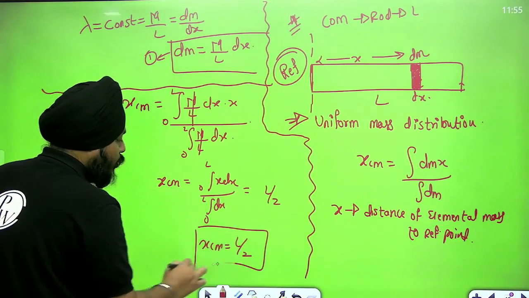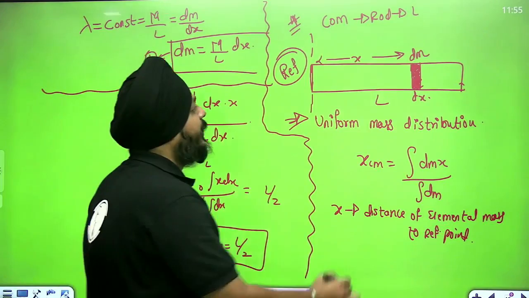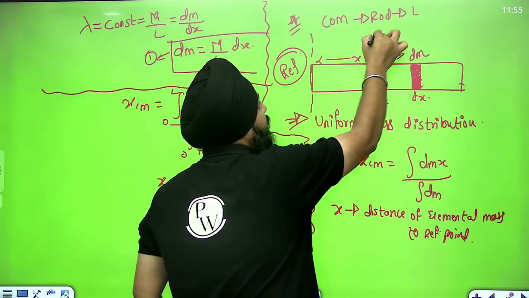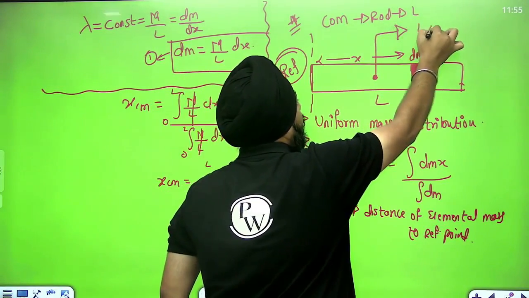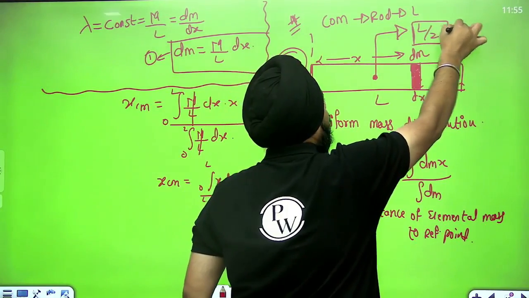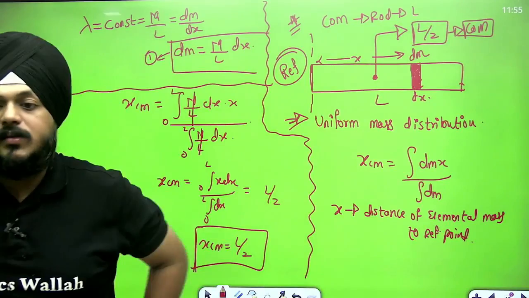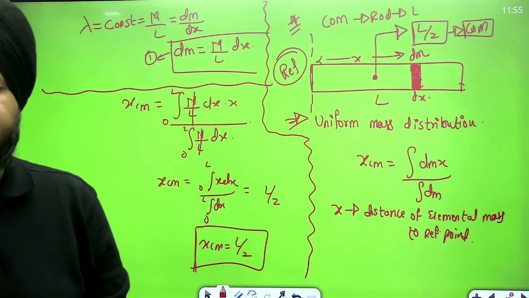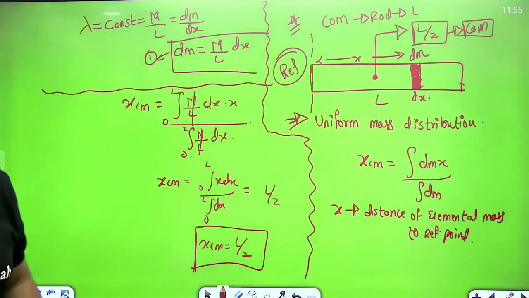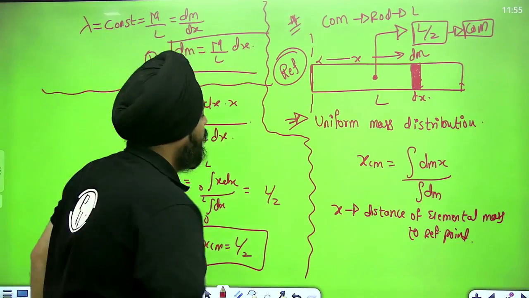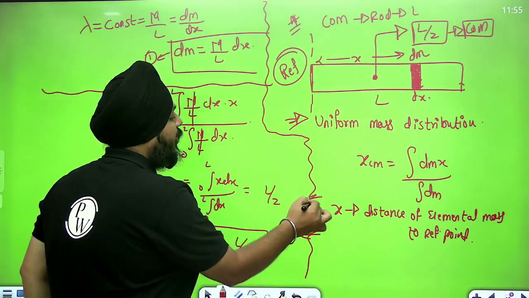So with respect to the reference point, we have located the position of the center of mass for the rod, having the uniform mass distributed over the specific length. We did that part.